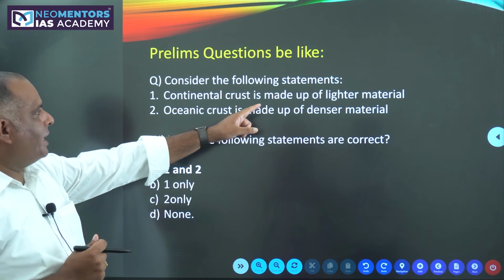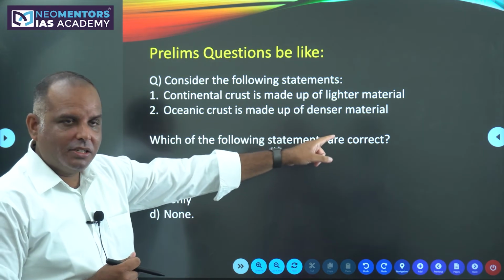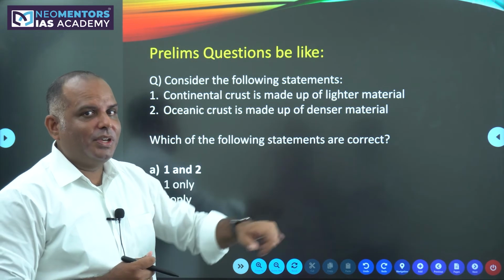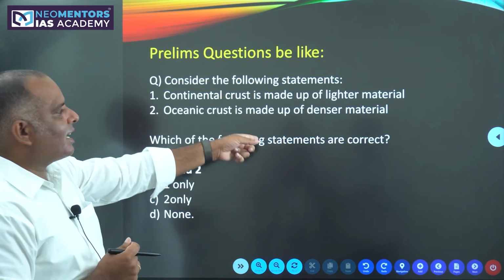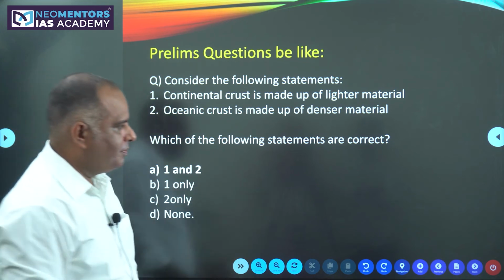Consider the following statements. Continental crust is made up of lighter material. Oceanic crust is made up of denser material. We just discussed this where I changed the statement from thinner to denser. These are exactly the same. Again, both statements are true.